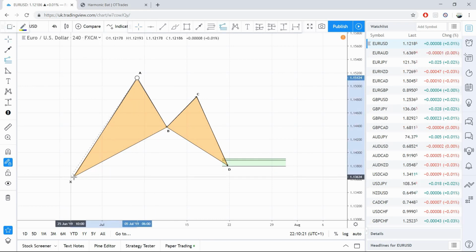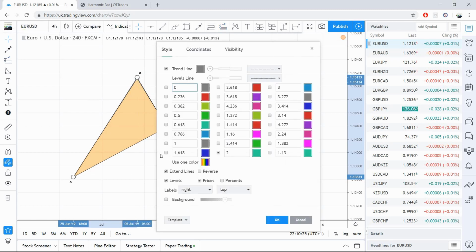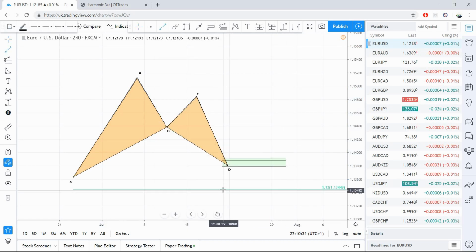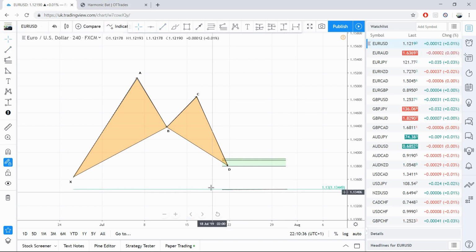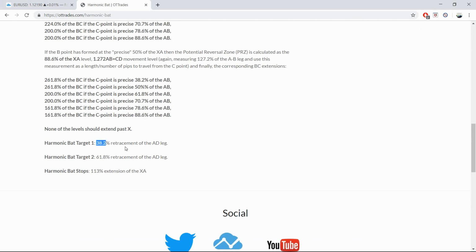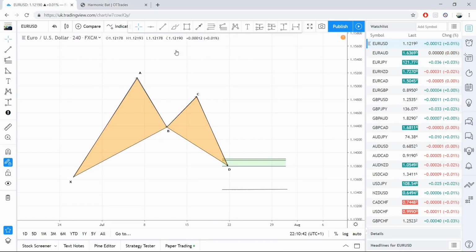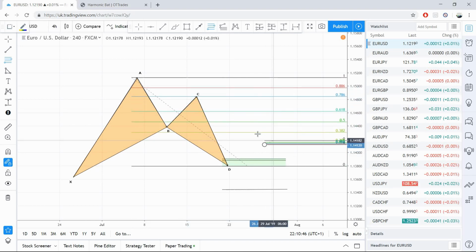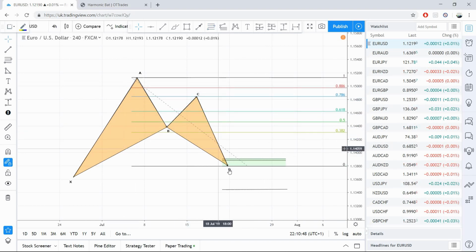Now, stop loss levels for the harmonic bat, 113 extension of X to A. Just put this on real quick. Take that off, 113 extension of X to A. So this is our stop loss down here. And obviously the targets, 382 of AD and 618 of AD, as with most of them. So our first target is 382 of the A to D leg, and 618.